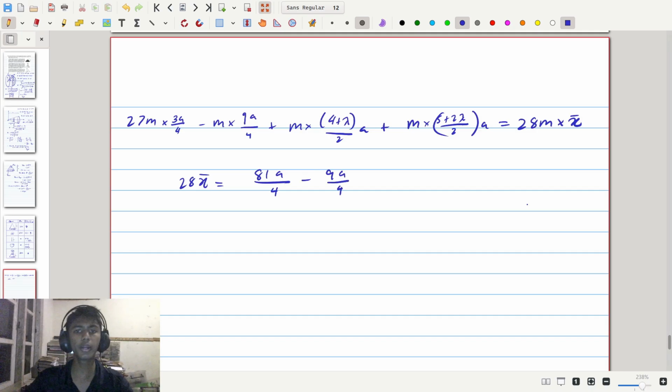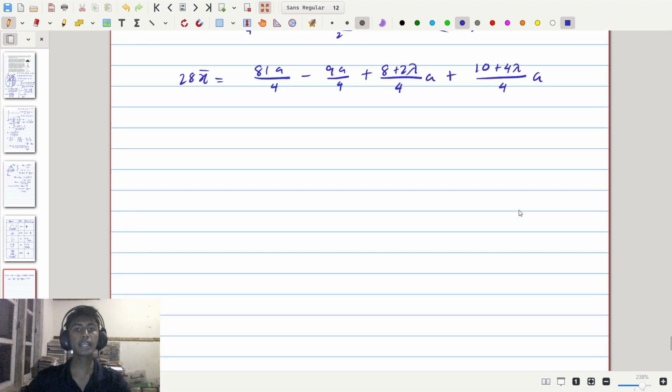We'll try to take everything under a common denominator of 4. So doing so, if we take a 4 on top and bottom, we are going to have a 2. So we have (8 plus 2 lambda) a divided by 4, plus, taking a common denominator of 4, this is going to become 10 plus 4 lambda, divided by 4a. Now, taking everything together, we have 28 x bar equals 81 minus 9 plus 8 plus 10.